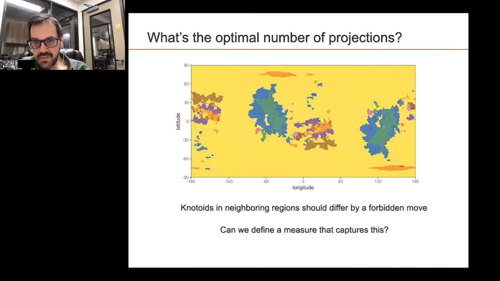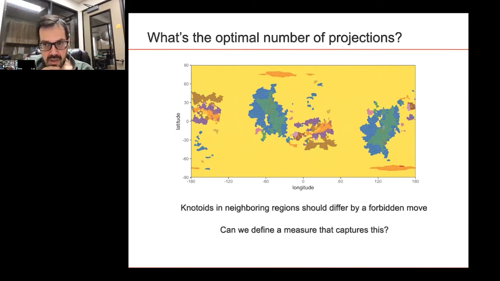Now, let's take it a bit further. As I said before, we take a number of projections. We sample the space of projections. So we take a number of them. What's the optimal number of projections? Is it 50, 100, 5,000, 100 million to get the best resolution possible, to get the best outcome?